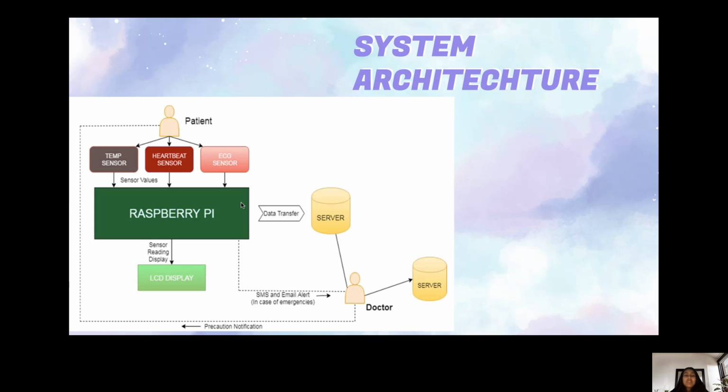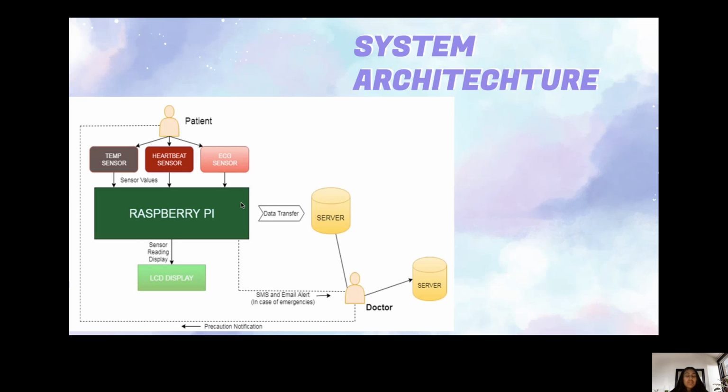And then moving forward, this is the system architecture where patient and doctor both play an important role. So first there is a temperature sensor, heartbeat sensor, and ECG sensor. The sensor values go through the Raspberry Pi, and then the sensor reading is displayed on the LCD display. Then the data is transferred to the server and stored in a database.